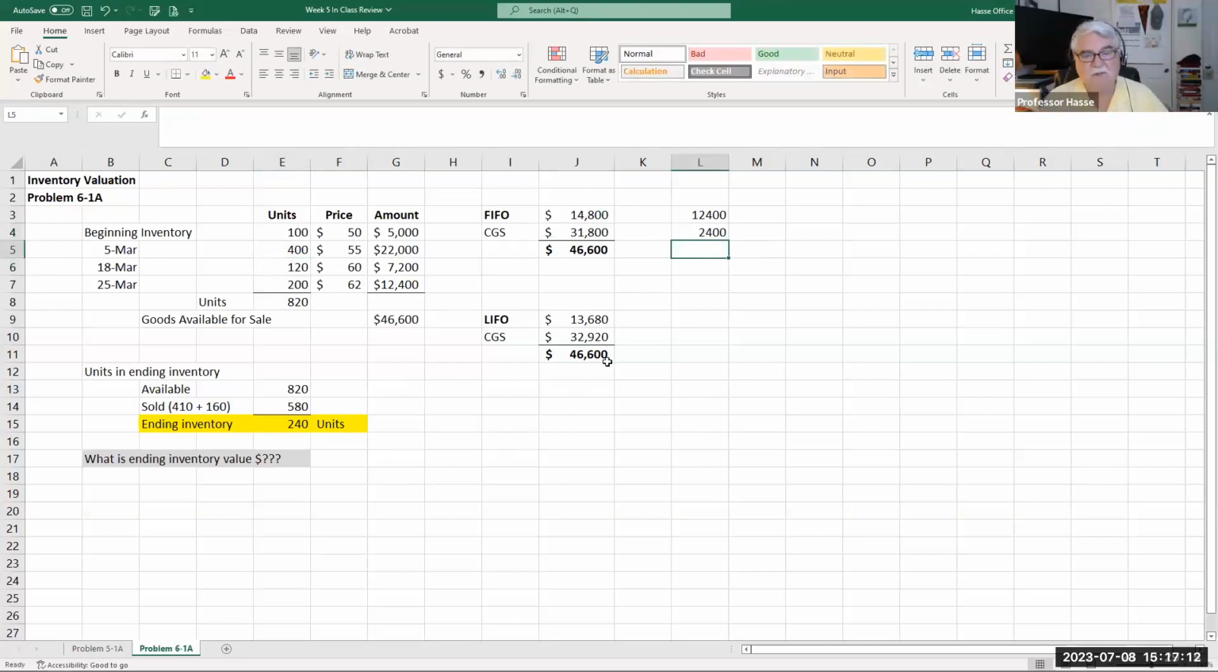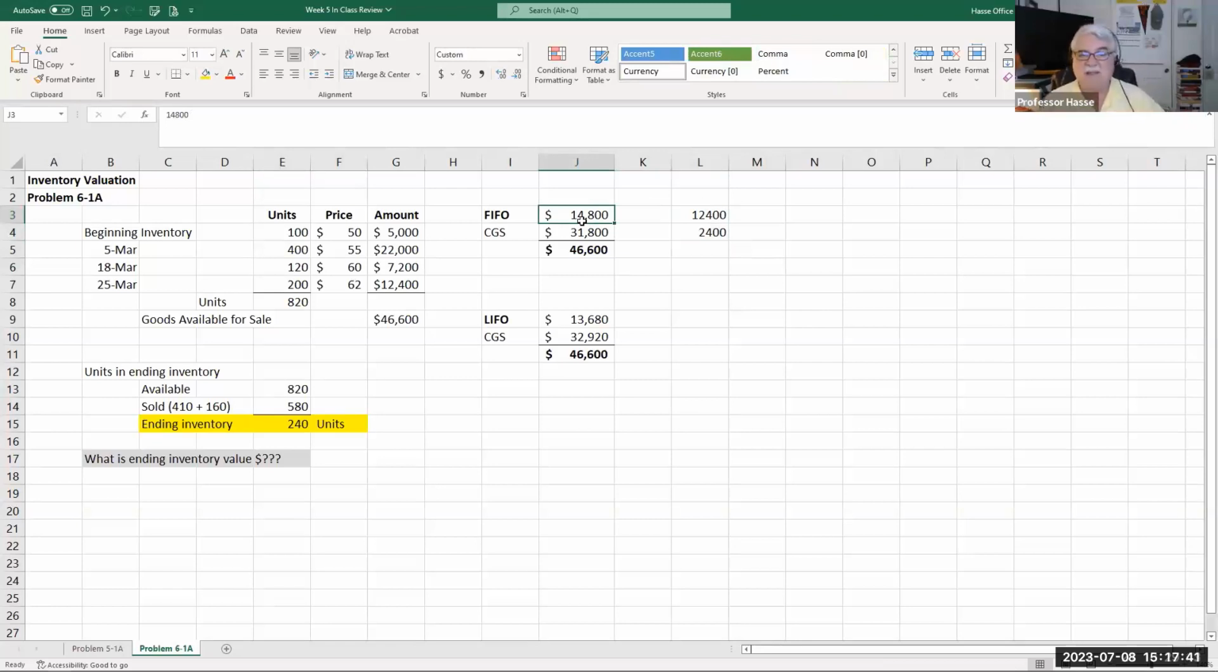In other words, based on first in, first out, we assume these are the first ones sold. And what makes up the 240 ending units is 200 at 62 and 40 at 60. All the rest of those units have been sold. So if I do that, that's what? $14,800. That's my inventory valuation using the FIFO system.